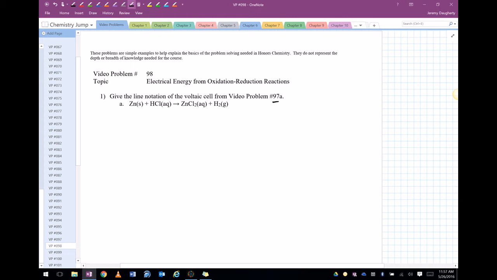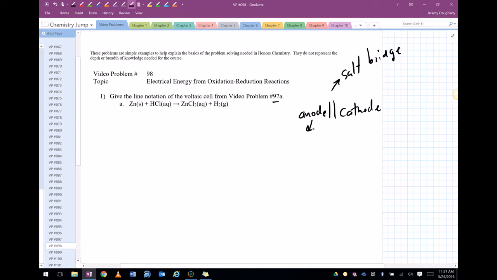Line notation is like shorthand for a voltaic cell, and so what you do is it's always the anode is written first. You do a double line. That double line represents the salt bridge. Alright, and then you do the cathode.